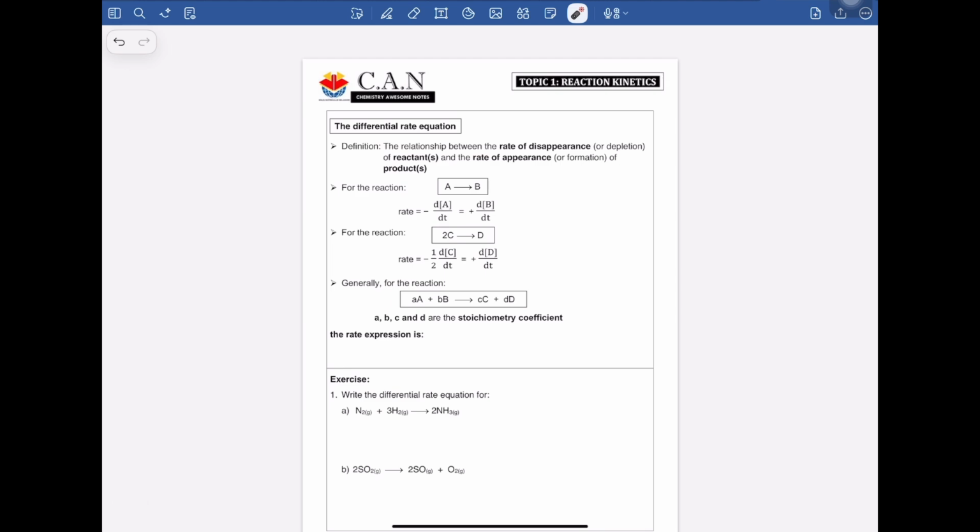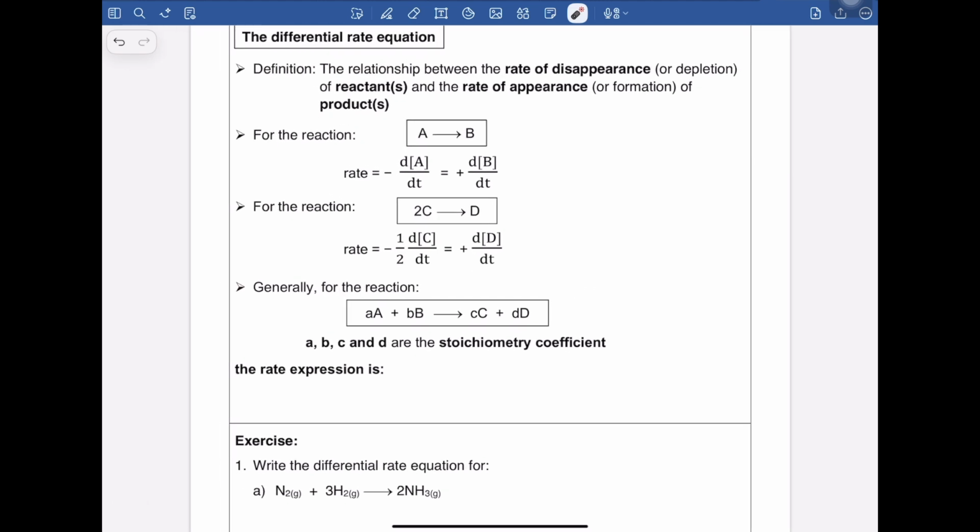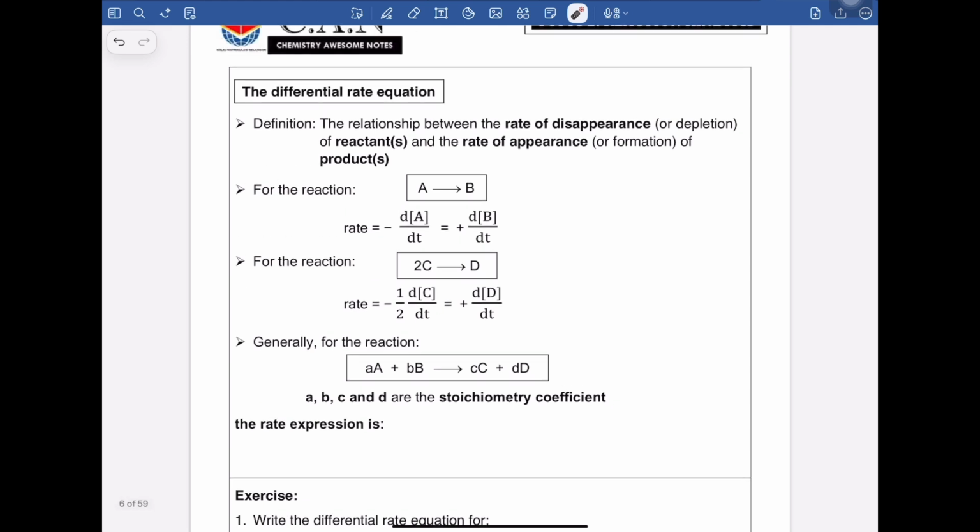In this topic, you're going to learn many things like the differential rate equation, the integrated rate equation, and the rate law. So there are many things you're going to learn, but in this video, I'm going to focus only on the differential rate equation.